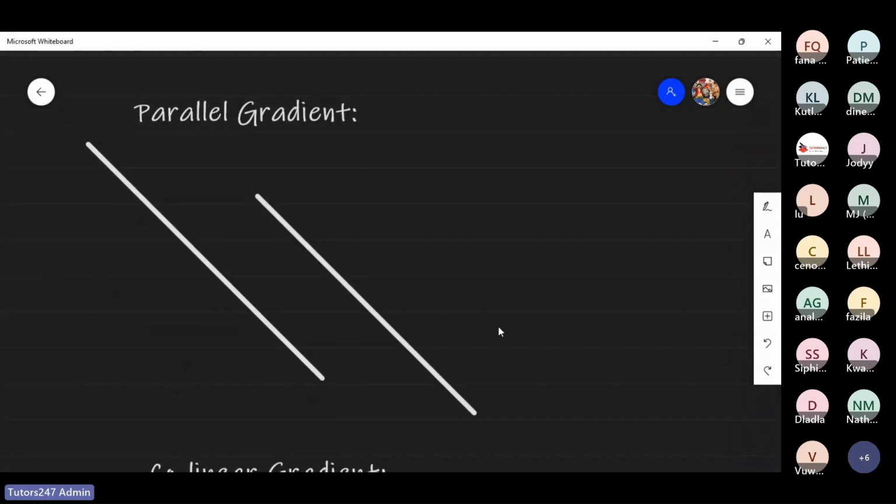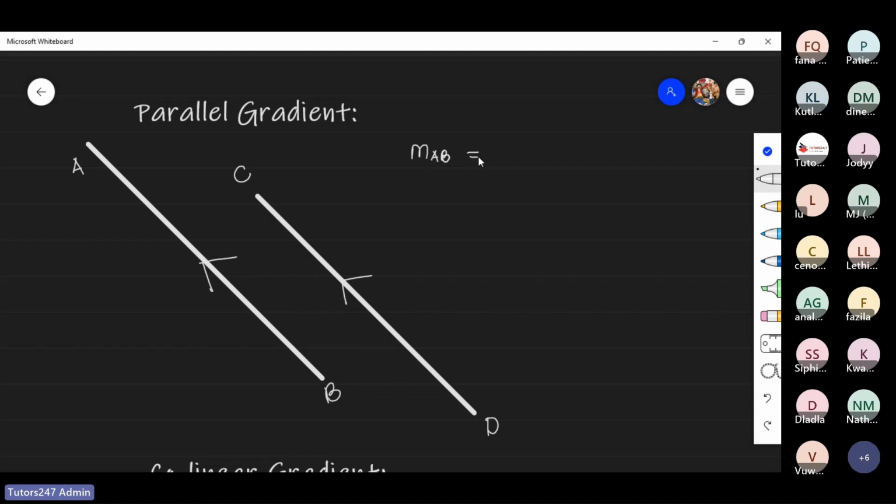Next, we have parallel gradients. So let's state that the lines AB and CD are parallel to one another. So we'll call the one on the left AB, and we'll call the one on the right CD. If we state that both lines are parallel to one another, it means that they have the same gradient. Keep that in mind. That is extremely important. So the gradient of AB is equal to the gradient of CD because AB is parallel to CD.